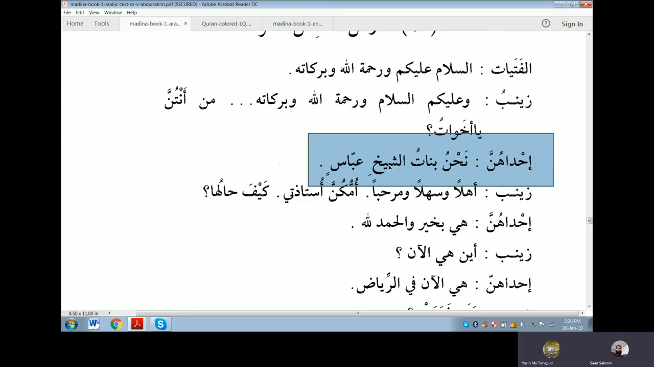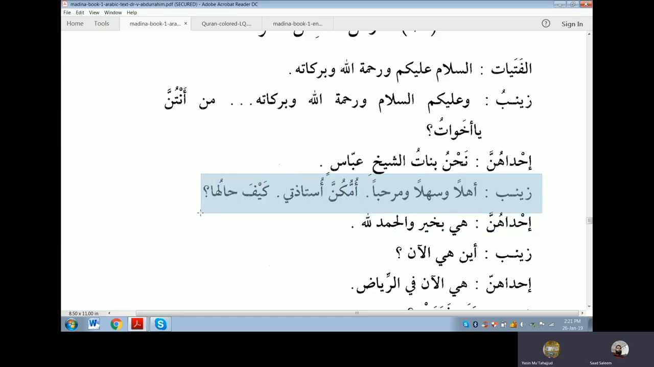And what is the meaning of ihdahunna? Ihdahunna, at the start of the sentence. One of these young girls. Its literal meaning is one of these young girls, or simply, one of them.